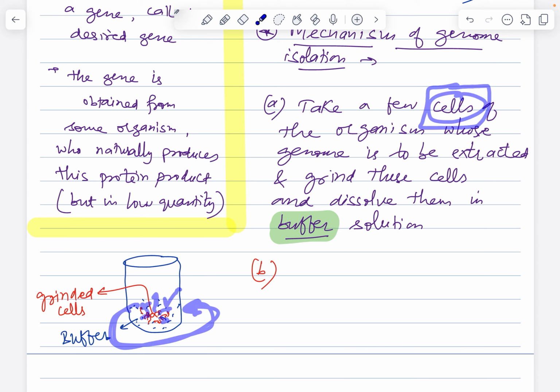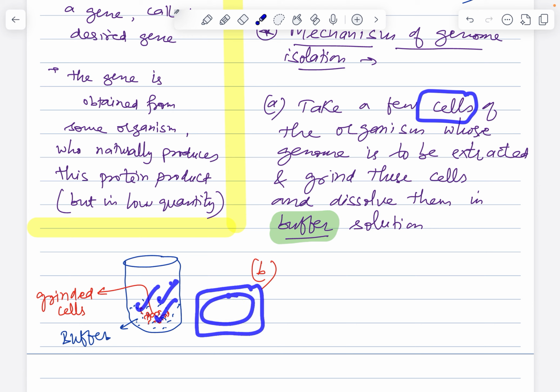The problem is if you are trying to extract a genome from a bacteria cell or from a plant cell or from maybe a fungus cell, because they have got what? Cell wall around the cell membrane. So we need to rupture the cell wall and then the cell membrane, and then only the cellular components will come out in the buffer.